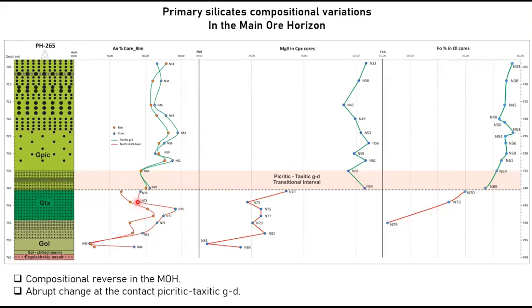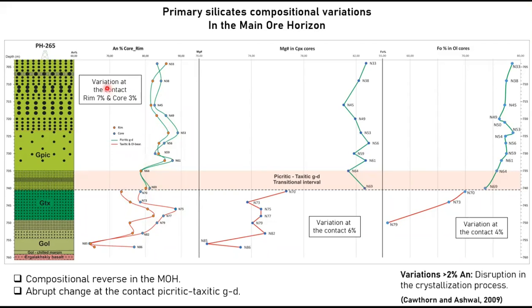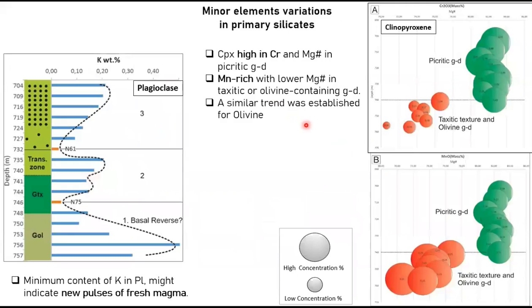At first glance, we can see that there is a significant variation between the rim and the core in plagioclase for taxitic rocks, while in picritic gabbro-dolerites, this variation is much less. Also, at the contact, we can see, for example, a variation at the contact between taxitic and picritic rocks. We can see a variation of 7%, for example, for the rim. In pyroxene, we can see a variation of 6%, and for olivine of 4%. So all these abrupt changes in the context, we will see how we can gather all this information.